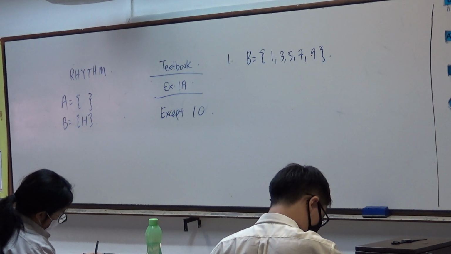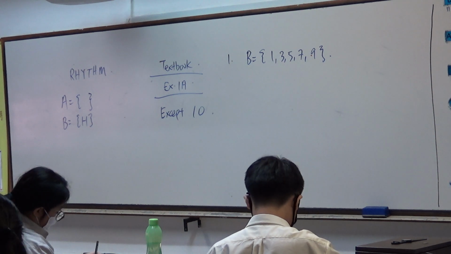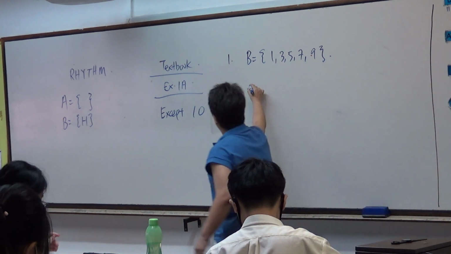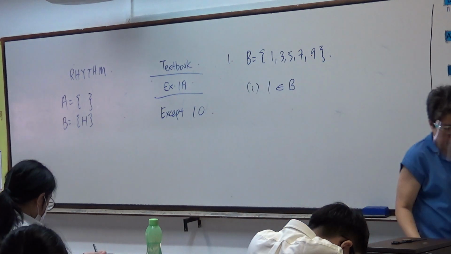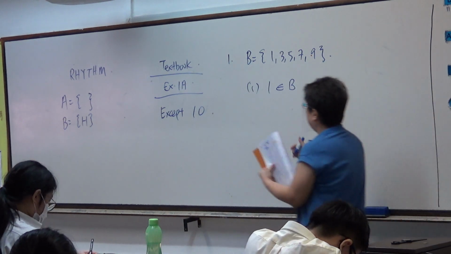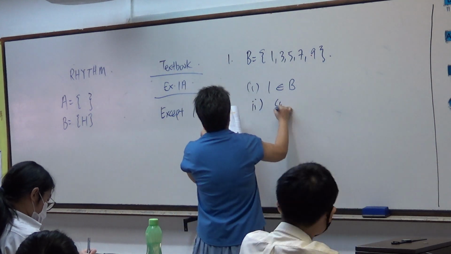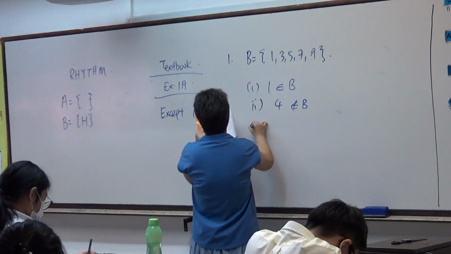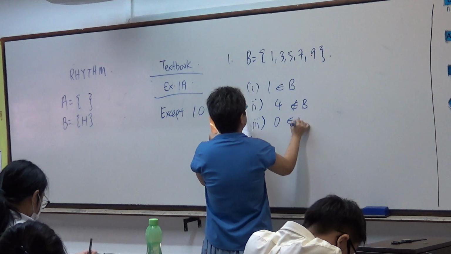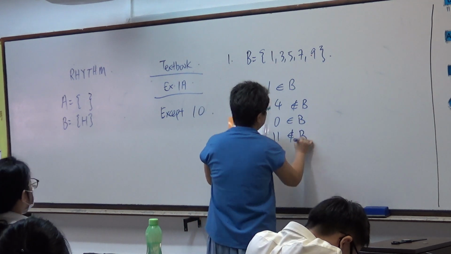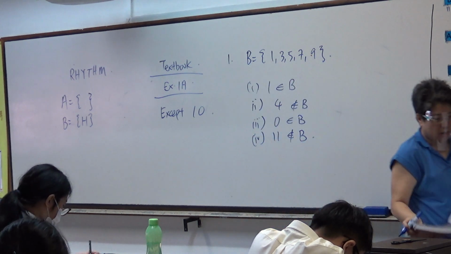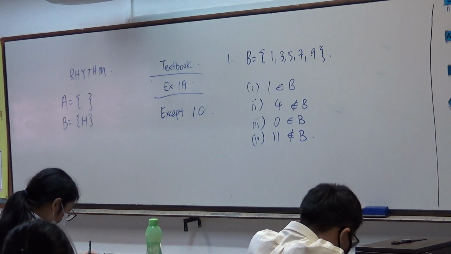Okay. Then you just have to state true or false. Part 1. 1 is an element of B. I'll write down everything first. 4 is not an element of B. 0 is an element of B. 11 is not an element of B. Okay. It's just true, false, yeah?